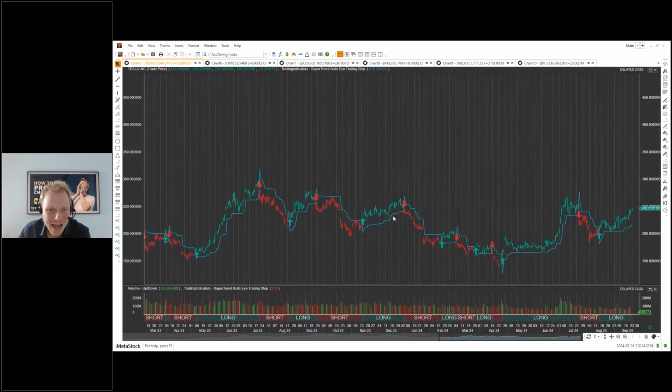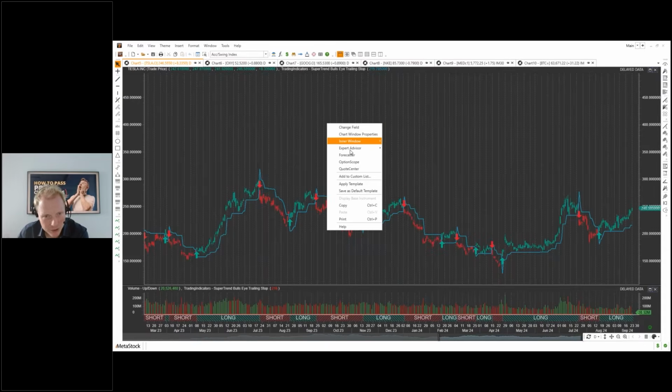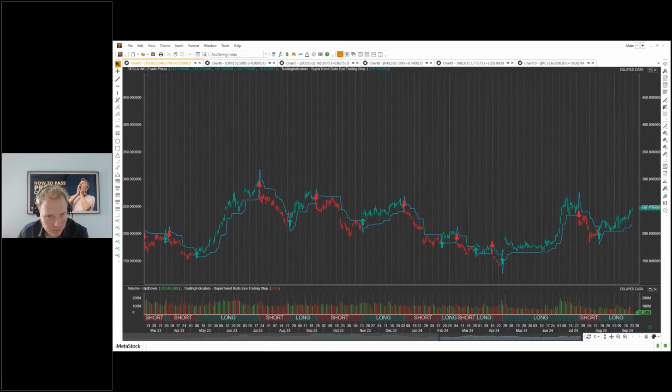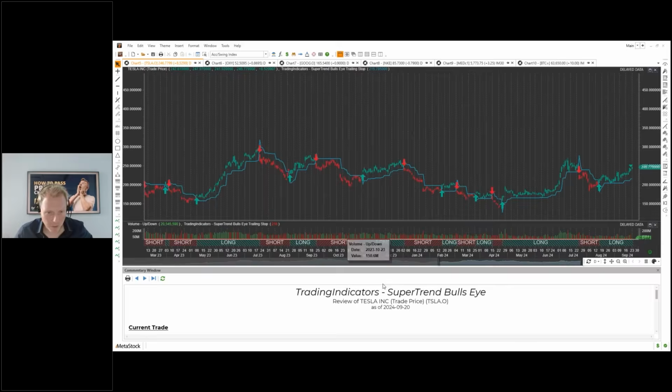So for this, I'm going to open up the expert commentary of MetaStock. I'm going to go here to Expert Advisor and open up the commentary. There we go. This will now open up a little sub panel, sometimes below the chart, sometimes on the left or right hand side of your chart.